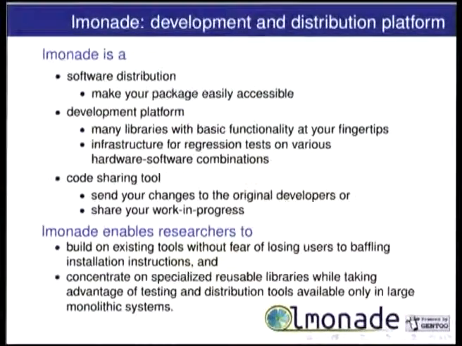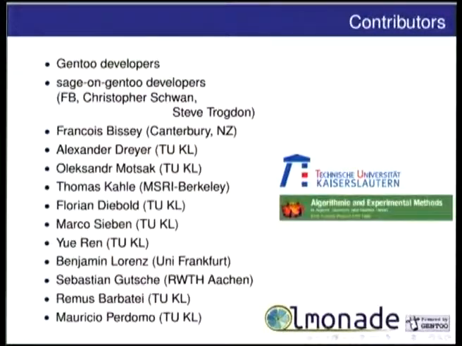So Lemonade gives you a software distribution which will make your packages accessible, and a development platform where you can actually access the sources of selected packages and change things there. Also, it's a uniform platform where you can just access the linear algebra and basic functionality that you might need, and you can share your code. It enables researchers to build on existing tools without fear of losing users to baffling installation instructions, which not many can cope with, and concentrate on specialized reusable libraries while taking advantage of testing and distribution tools. So I didn't talk about those. Available only in large monolithic systems like Sage and so on.